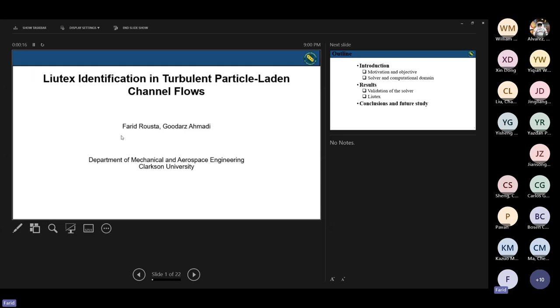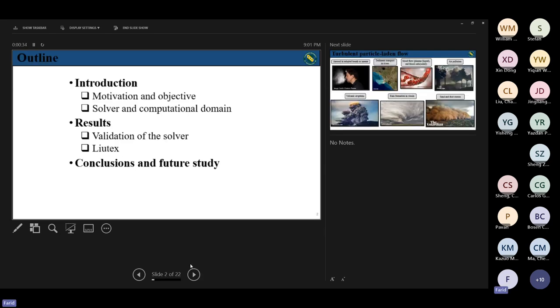I'm Farid Rostami from Clarkson University, and today I'm going to present our study, which is about using the Liutex vortex identification for turbulent particle-laden channel flow. For this presentation, first, I'm going to go through a little bit of introduction, motivation, and objective of our work. And I'm going to talk about the solver and the computational domain that we are focusing on. And then I'm going to go through the results, first validation of the solver, and then focusing on the Liutex and its application in turbulent particle-laden flow. And at the end, we have conclusion and future study.